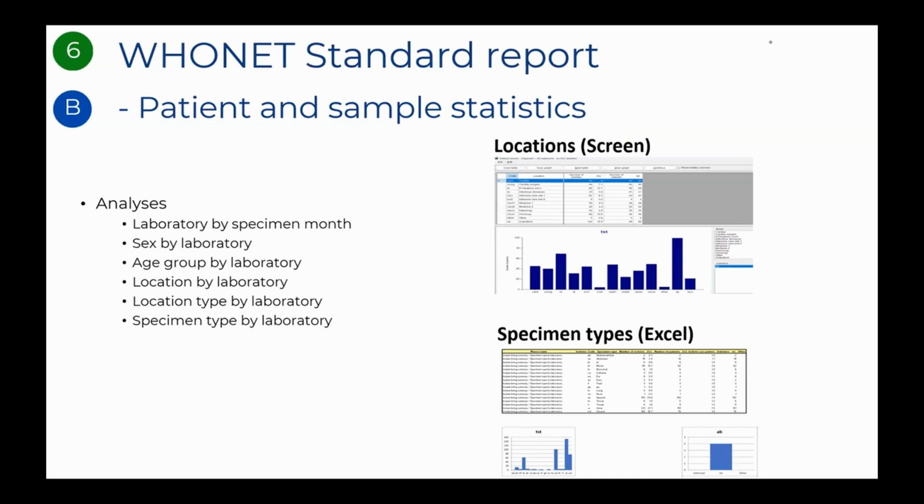On the right, you can see 2 examples: the distribution of locations as it would appear on the screen, and the distribution of specimen types as they would appear in an Excel file.